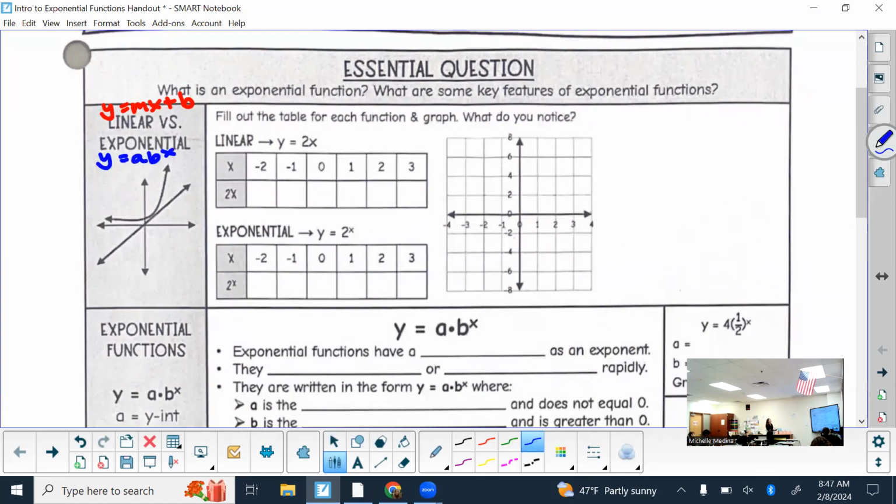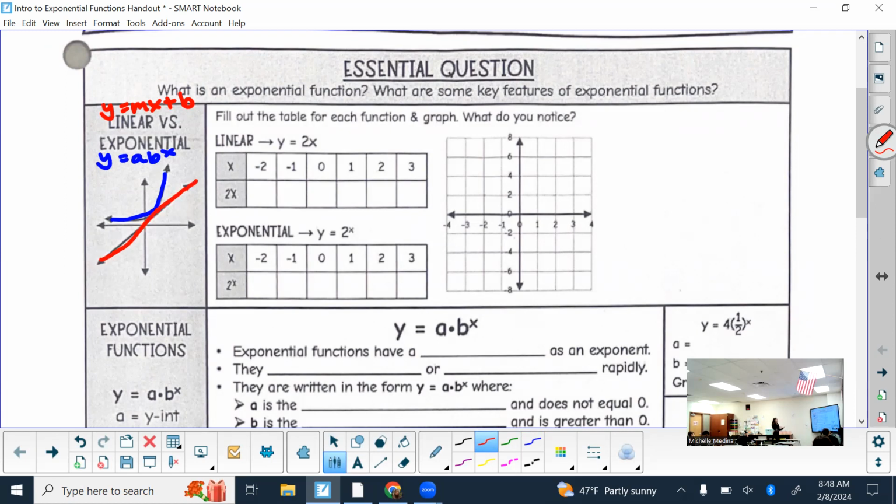So in this little picture over here, which one is the exponential function, the curved one or the straight one? Okay, good. And then the straight one is the linear, it's more like a straight line. Kind of in the name.